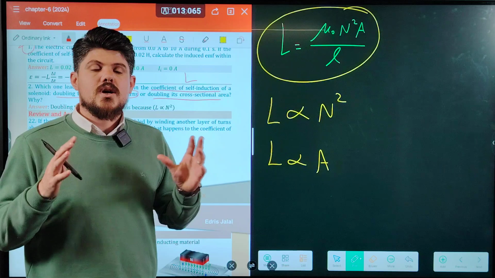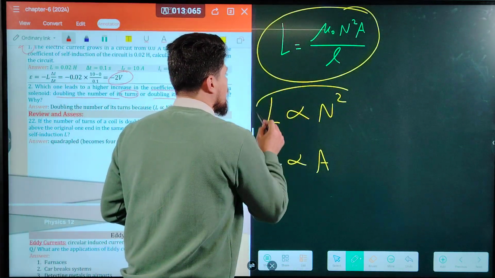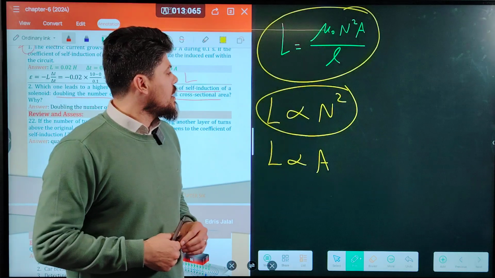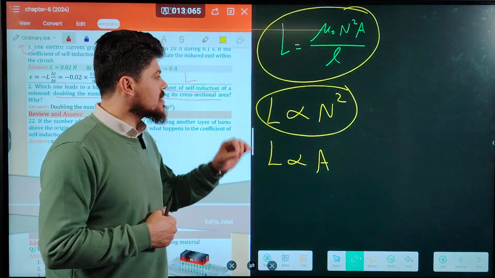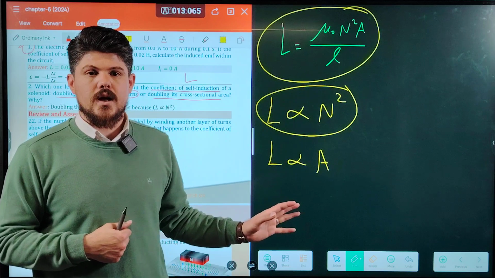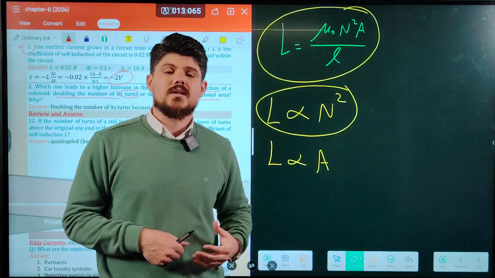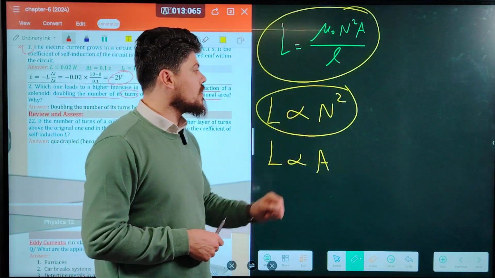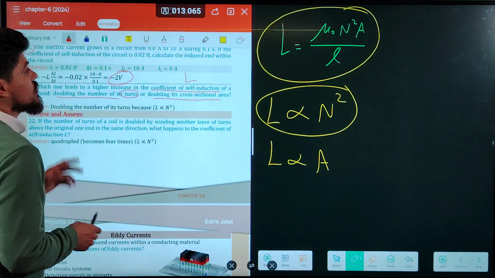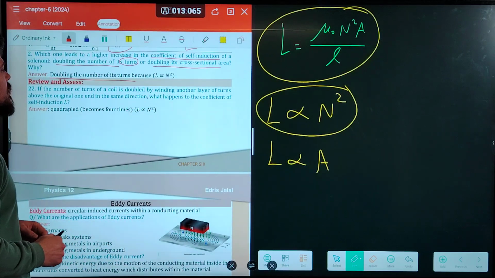With both of them, the coefficient of self-induction is directly proportional. But why, by increasing the number of turns, does the coefficient of self-induction become more and more? Because the number of turns is squared here. That is why increasing the number of turns is more effective than increasing the area of the coil, because the number of turns in the equation of the coefficient of self-induction is squared. So the answer: doubling the number of turns.